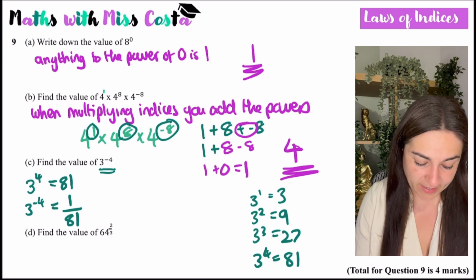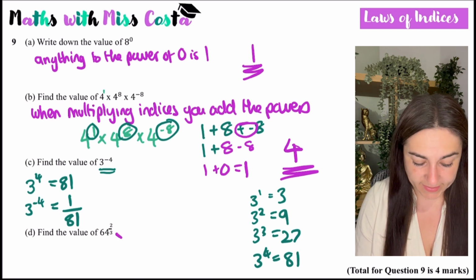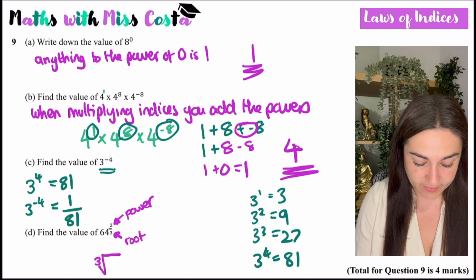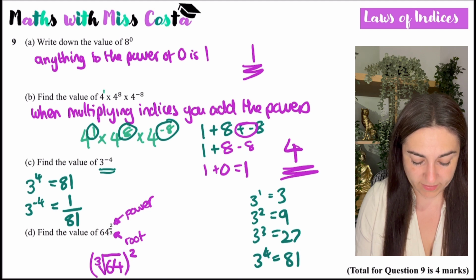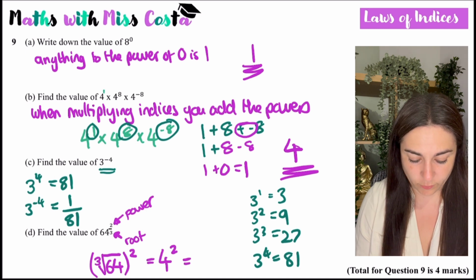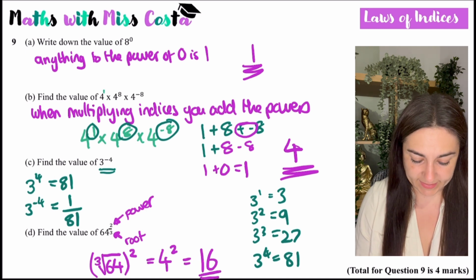And then I need to find the value of 64 to the power of 2/3. So when you've got a fractional indice, the denominator is what it's going to go to the root of, and the numerator is what it is to the power of. So 64 is going to be to the root of 3. So that's going to be the cube root of 64. And then it's going to all be to the power of 2. So what's the cube root of 64? That is 4. So I'm going to be left with 4 squared. And 4 squared is 16.